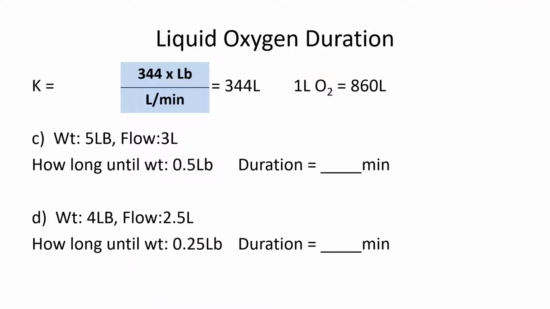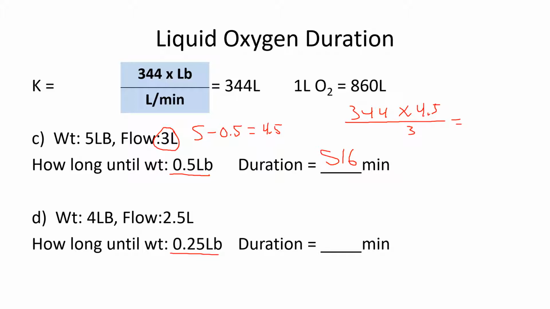So we're not going to deplete these containers, so we got to find the difference. So here we got 5 pounds minus 0.5 for a total of 4.5 that we're using. So take our conversion, 344 times the weight, and our flow rate here is 3. About 516. How'd you get the 3, please? The 3 is here. It's the flow rate.